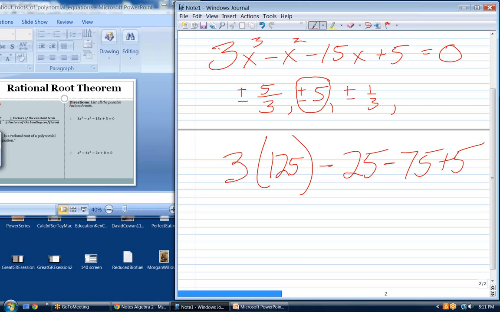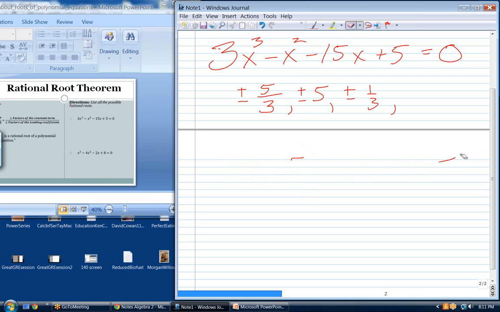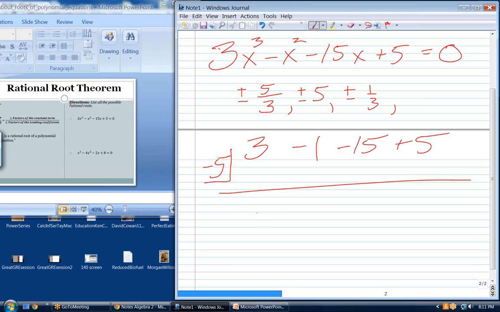Now, the reason they taught you, or the reason they put so much effort into teaching you synthetic division, is for these kind of problems. In other words, the better way to determine whether these are solutions is let's synthetically divide. I tested plus 5. I'm going to try minus 5. And I need to get a 0 for it to be a solution. So go through it with me. Help me with this.